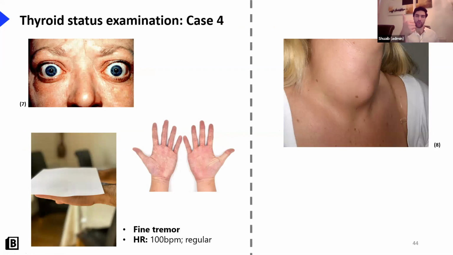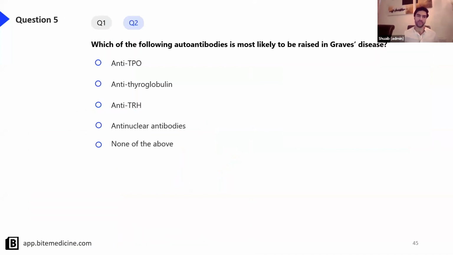So eye signs is one. There's two other things. So what are the two other things? Pretibial myxedema and thyroid acropathy. Good. So I'll show you what those signs are in a bit, but those are the three ways you differentiate Graves from everything else. Okay.